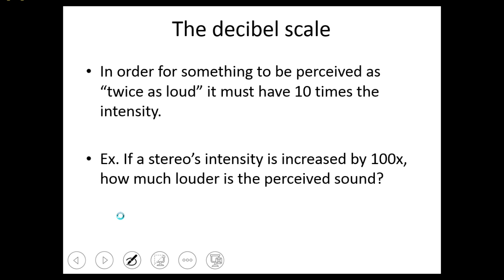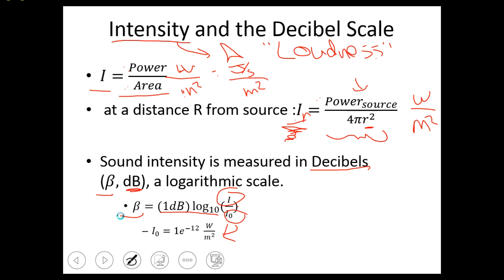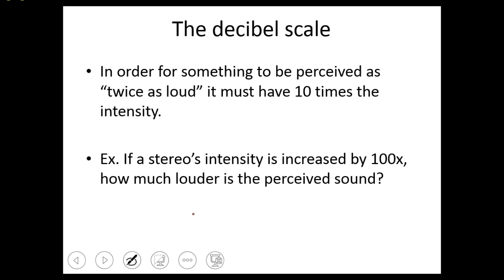The decibel scale is a logarithmic scale, which means a couple of things. In order for something to be perceived as twice as loud, for example going from 1 decibel to 2 decibels, or 2 decibels to 4 decibels, it has to have at least 10 times the intensity. And so it's not just twice the intensity equals twice as loud. Because this is a log 10 scale, it would have to be 10 times as intense to register twice as loud on the decibel scale.